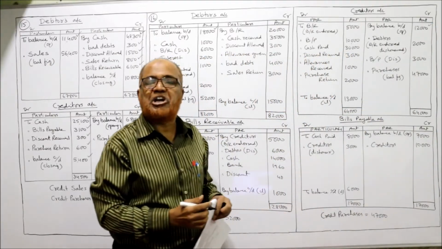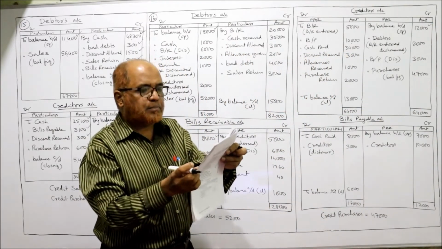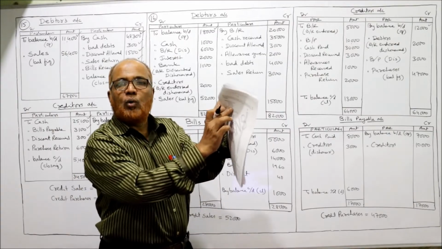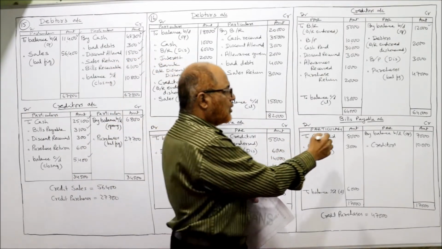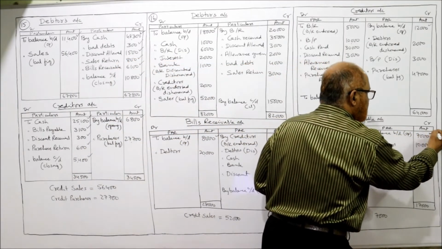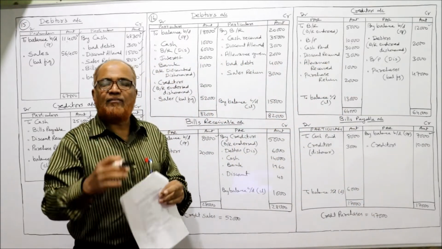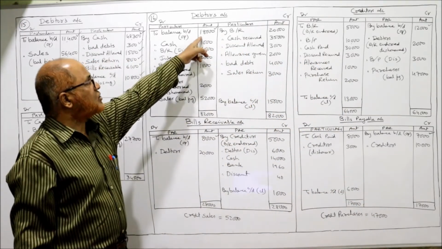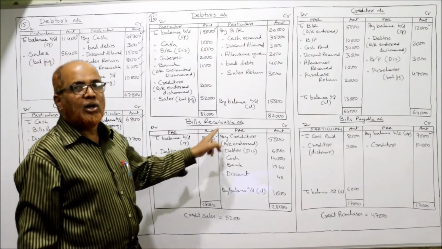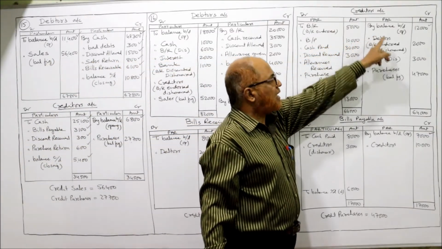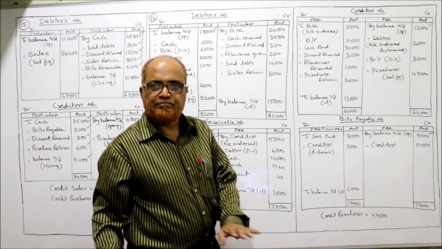I have taken opening creditors. Similarly, opening bills payable 7,000. Opening bills payable given 7,000. So by balance brought down opening 7,000. So I have taken opening balance of debtors, opening balance of bills receivable, opening balance of creditors, and opening balance of bills payable. That's it.